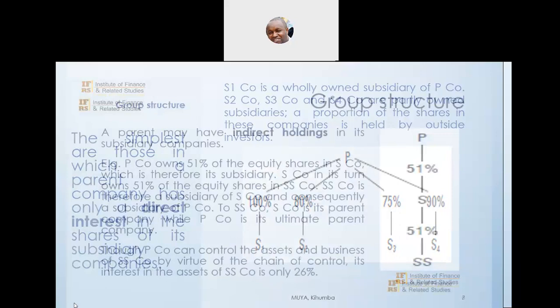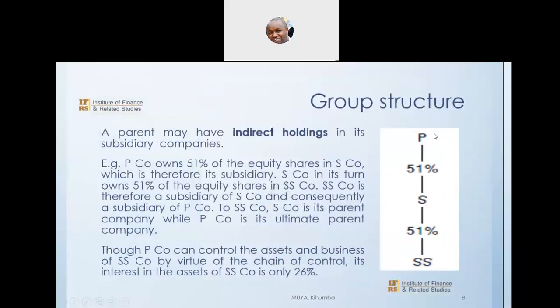It's possible for a parent to own a subsidiary indirectly, like in the figure that we have on our right-hand side. P owns 51% of S, and therefore P and S would form a group where S is partly owned by P at the rate of 51%. On the other hand, S owns 51% of SS, and therefore to SS, S is its parent company since it owns 51%.